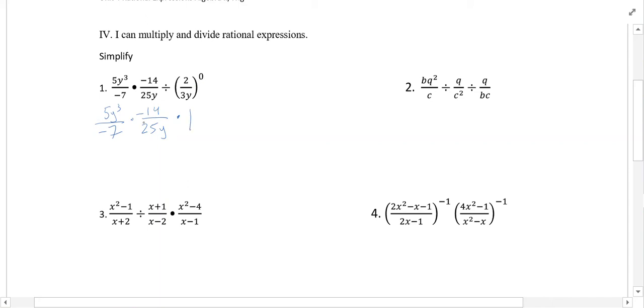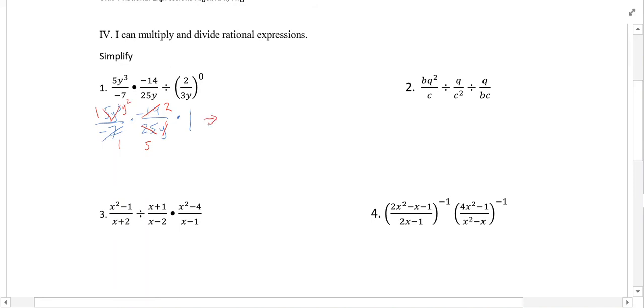So now at this point, I can cross reduce negative 7 and negative 14. Negative 7 can go into both of those. So when I simplify here, this is going to turn into a 1. When I simplify here, this is going to turn into a 2. The 5y cubed and the 25y can also be reduced. 5 goes into 25, so this is going to turn into a 1. Here I'm going to turn into a 5. And then y cubed over y to the first, these are also going to reduce. So this is going to leave us with y squared.